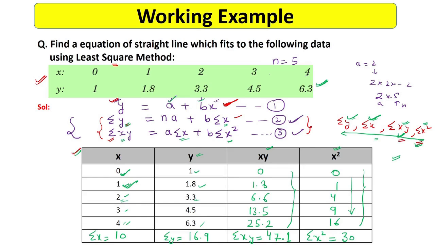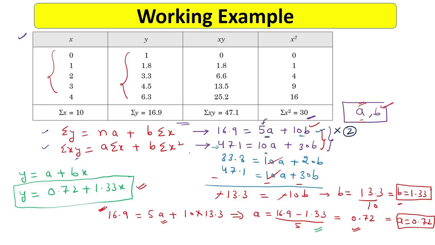For this, we listed all these x comma y values in this table. Then we found x multiplied by y and x square, and we found all these four summations. After finding them, we put the summation values in these two equations, and we got two equations, and we can use any method to find the values of a and b from these equations. After finding the values of a and b, we got the equation of the straight line.